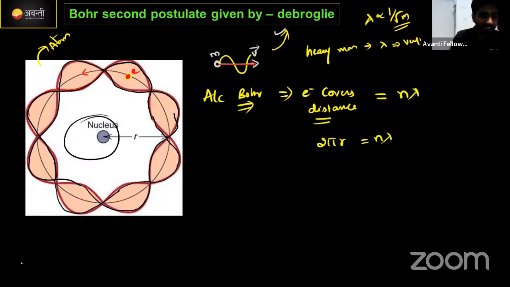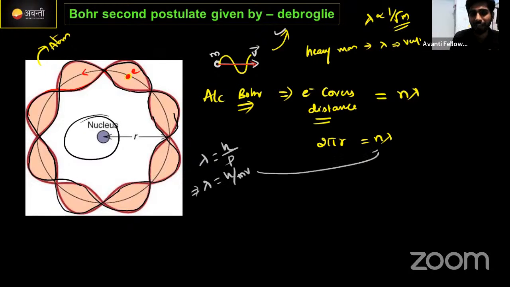Okay. And then coming to the next point. He has also given a statement for lambda. Lambda is equal to h by p, and p value will be equal to m into v. Substitute this equation in this equation. Then we will get 2 pi r is equal to n into, instead of lambda, h divided by m into v. That's great. Correct now. Now what I will do, I will take these two terms to the left hand side and these two terms to the right hand side.